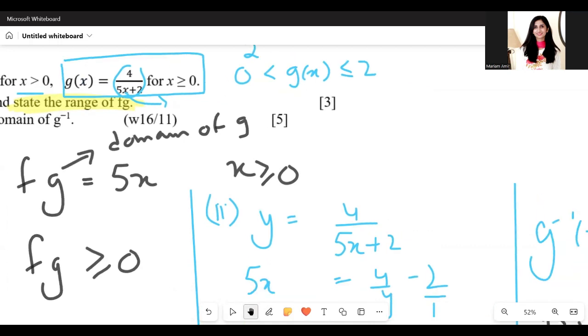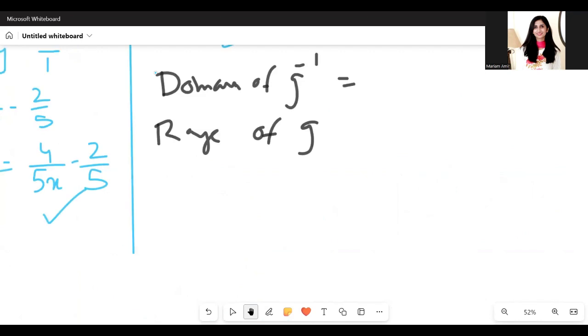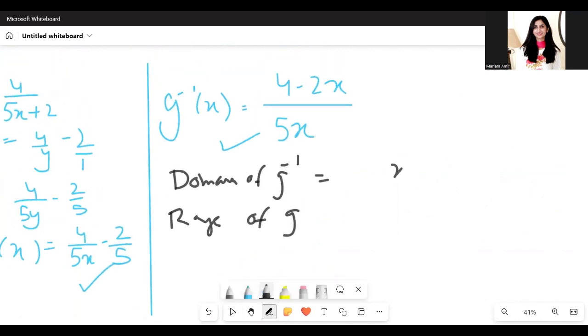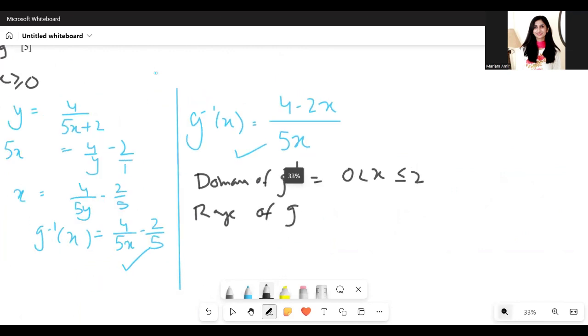Now, this is what we'll write here, but in terms of x. So domain of g inverse is going to be, now we write it as x. x is greater than 0, less than or equal to 2, which is the answer.